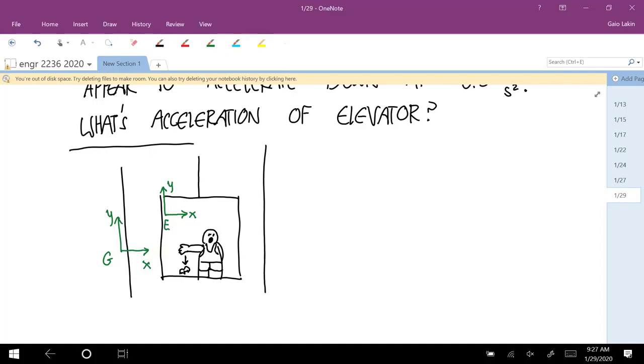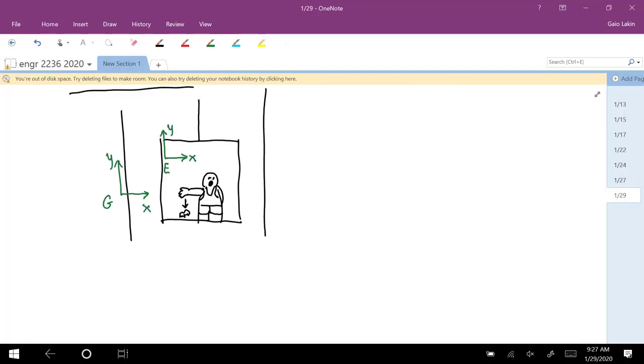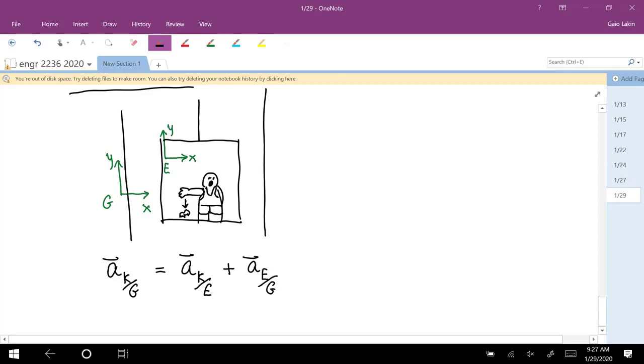And now I'm going to set up the relative motion equation. We're talking about acceleration, so I want the acceleration one. The acceleration of the keys relative to the ground is equal to the acceleration of the keys relative to the elevator plus the acceleration of the elevator relative to the ground.